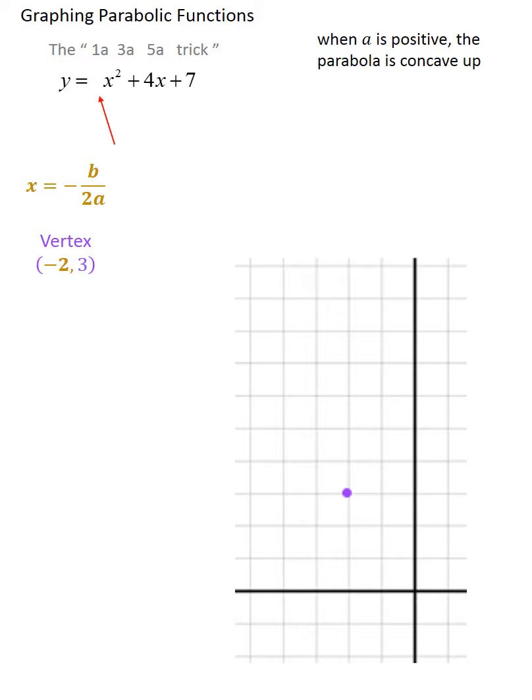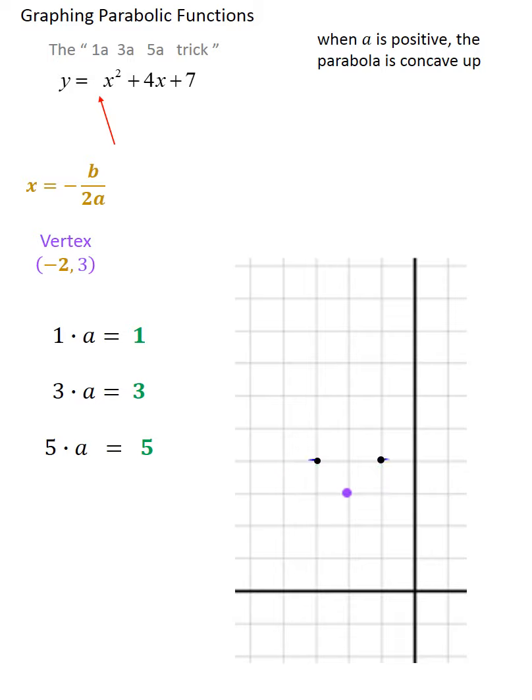By the way, as a side note, whenever a is a positive number, as it is in this case, the parabola is going to be concave up. Here's my 1 times a, 3 times a, and 5 times a for this particular a value of 1. And I can use that 1, 3, 5 to get, in some sense, an average rate of change in my parabola. Now remember, my parabola is concave up this time. Watch starting at the vertex. I can go over 1 and then up 1 to get the next 2 points on the parabola.